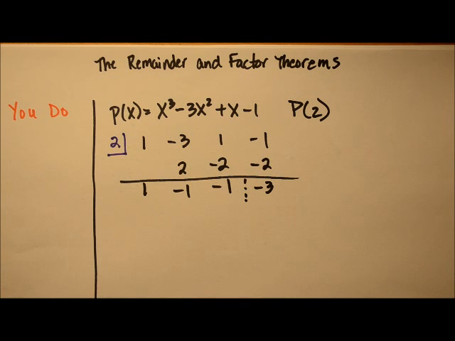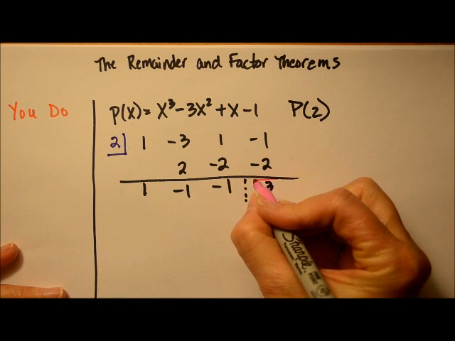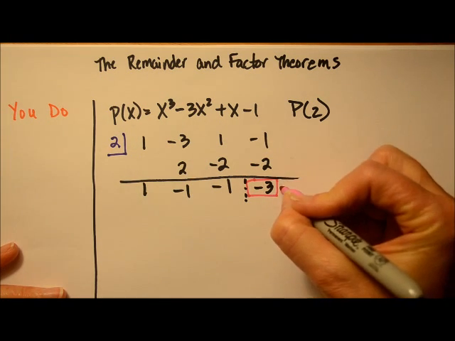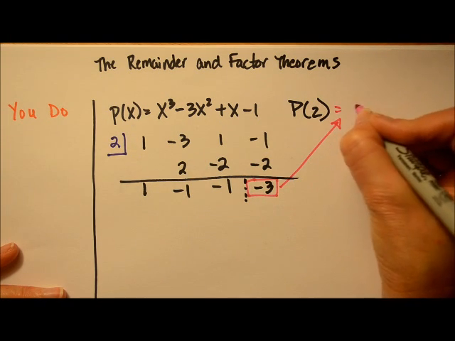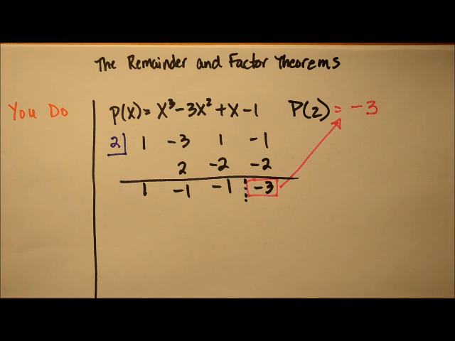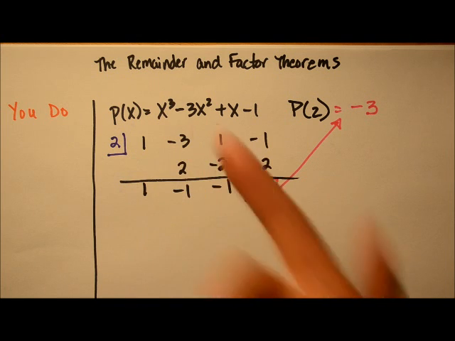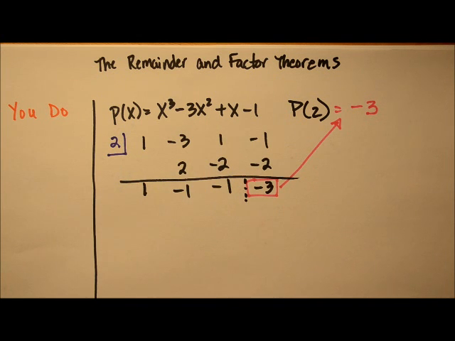That's how fast it can go if you're good at it. Okay, so there it is. There's my answer. P of 2 is negative 3. So it goes pretty fast. Yeah, I could have put it in there and I could have figured it out that way also. But it goes pretty fast using the remainder theorem. So that's the remainder theorem, as simple as that.